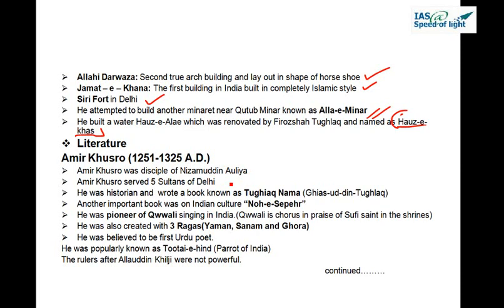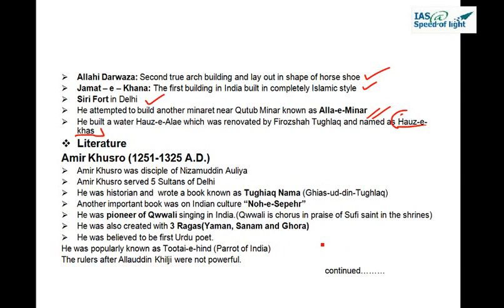You don't have to worry about remembering these things. We will deal with Amir Khusro in the memory part as well. He was a pioneer of Qawwali singing in India. Qawwali, as we normally know, is a chorus in praise of Sufi saints which is sung at the shrines of these Sufi saints. He was also credited for the foundation of 3 important ragas in Indian music, Yaman, Sazgiri and Ghora, and he is believed to be the first Urdu poet.